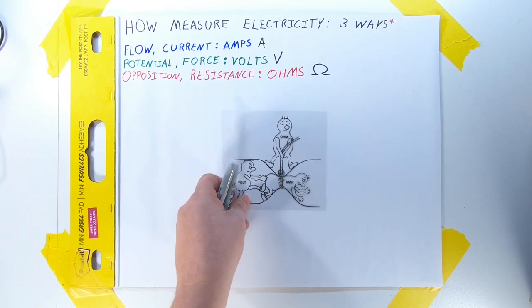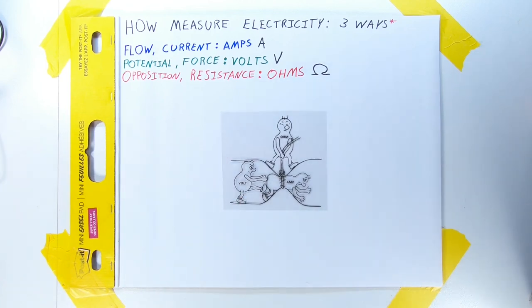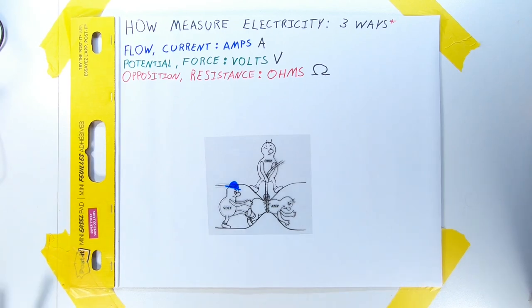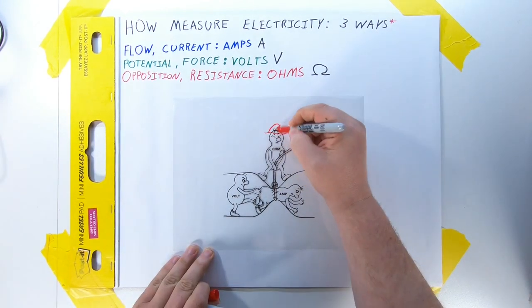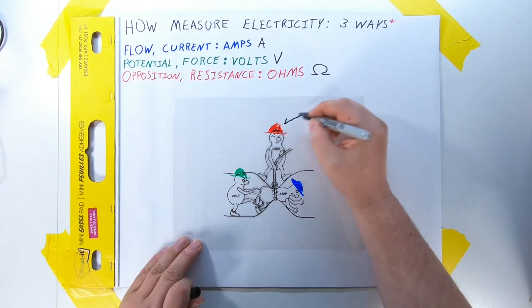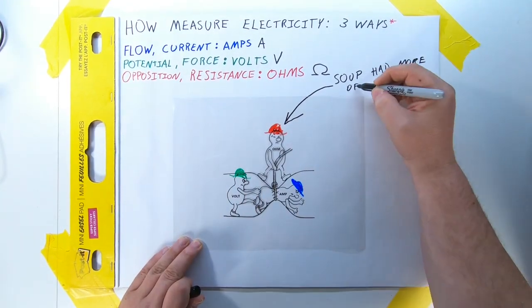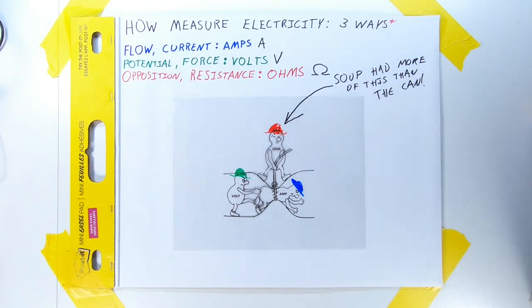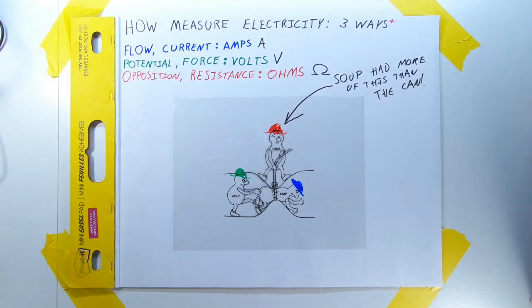Here it is. The tunnel here is supposed to represent a wire. I'm going to call the figures guys because I'm unremittingly Midwestern, but you call them what you like. And to make it easier, let me draw hats on them. The red-hatted guy trying to shrink the wire the blue-hatted guy is climbing through is resistance. The reason the metal was a better conductor than the soup is because of this guy. The soup had more of it than the metal.